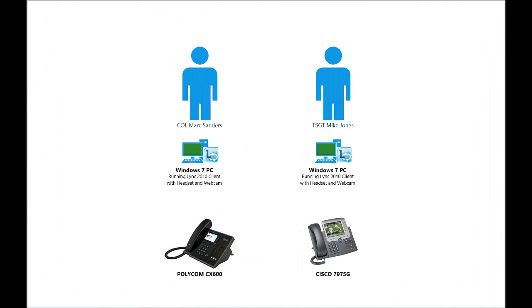For this demonstration, we have imagined two personas. First, we have Colonel Mark Sanders running Microsoft Lync on his PC. He also enjoys having a hard phone on his desk, so he has chosen to use a Polycom CX600 Lync integrated telephone. Next, we have Tech Sergeant Mike Jones. Tech Sergeant Jones is also running Microsoft Lync on his PC, but he also has a Cisco 7975 phone that he likes to use. You will also see later in the demo that Tech Sergeant Jones has configured his Lync and Cisco telephone to ring simultaneously.